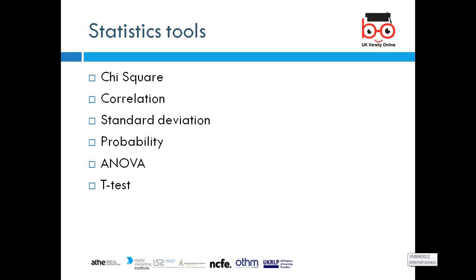Have you learned about chi-square? No, not actually. In statistics, chi-square is a correlation. Have you learned correlation? Yes, I have heard about correlation. Correlation means the relationship between two things, like ice cream sales and weather. If it's hot weather, ice cream sales will increase. If it's cold weather, they will drop. So that's the correlation.